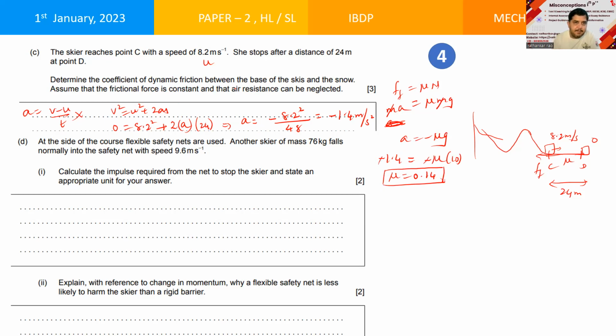So the answer here, what has been asked? Coefficient of dynamic friction. So this value is mu is equal to 0.14. Right. Then calculate the impulse required from the net to stop the skier and state an appropriate unit for your answer. You need to find the impulse.